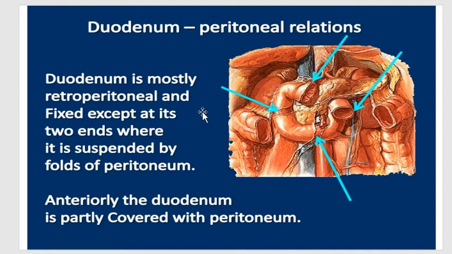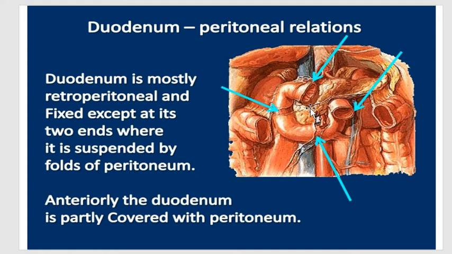Then come to the peritoneal relations of the duodenum as a whole. Now we are just talking about the duodenum as a whole. So the duodenum is a retroperitoneal organ. Most of the duodenum is retroperitoneal, or you can say it is fixed to the posterior abdominal wall, or it is not mobile.